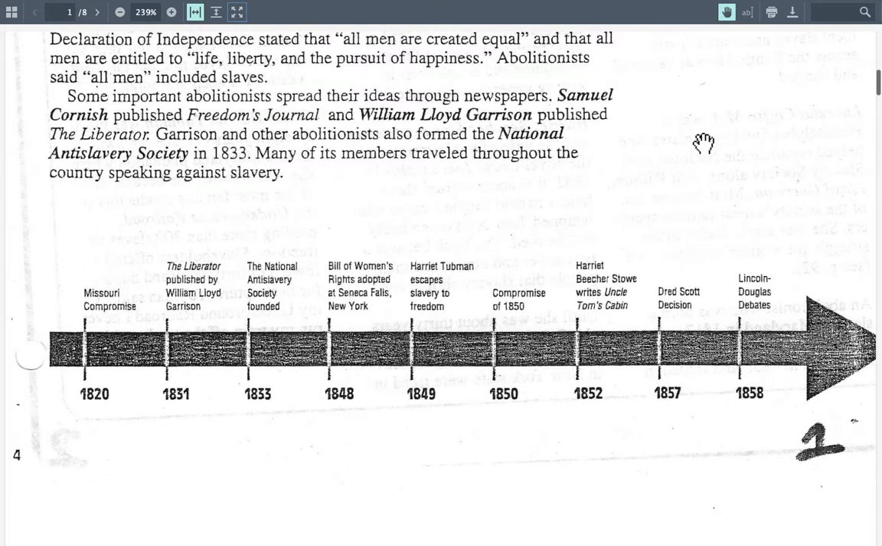In the timeline below, you'll see 1820 was the Missouri Compromise, 1831, The Liberator published by William Lloyd Garrison, 1833, the National Anti-Slavery Society founded, 1848, the Bill of Women's Rights adopted at Seneca Falls, New York, 1849, Harriet Tubman escaped slavery to freedom, 1850, the Compromise of 1850, 1852 is when Harriet Beecher Stowe writes Uncle Tom's Cabin, 1857 is when the Dred Scott decision happens in the Supreme Court, in 1858, you have the Lincoln-Douglas debates.